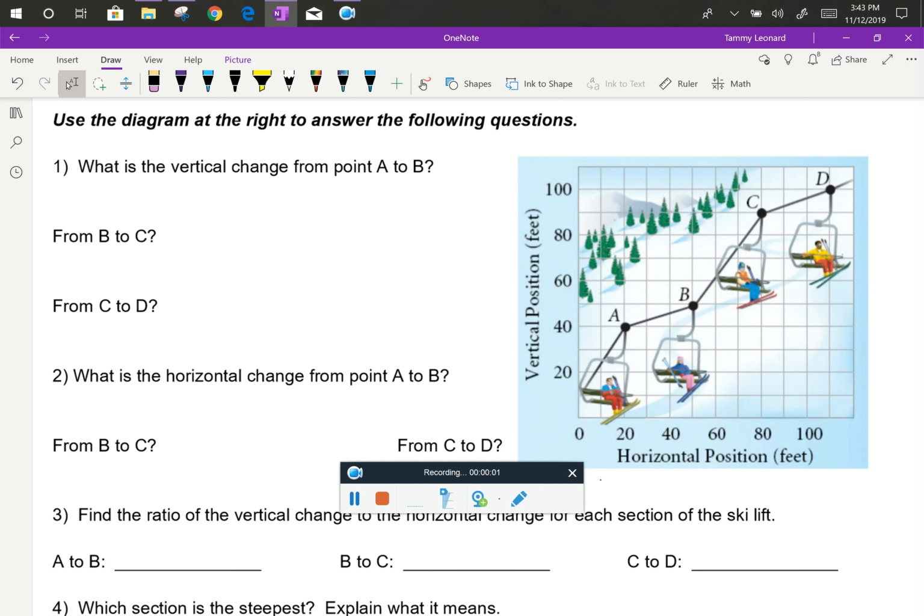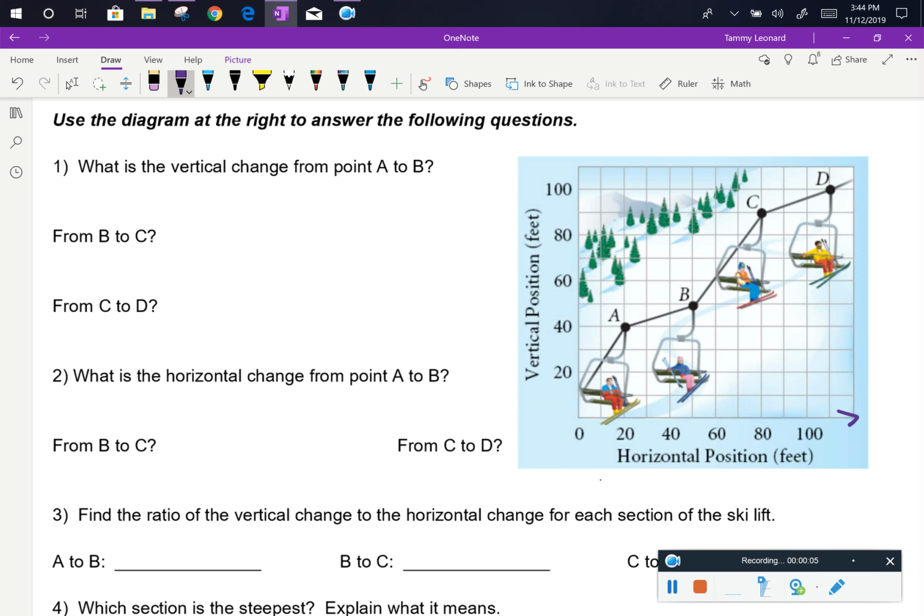In our what to do notes, we start with the ski lift problem. Notice off on the right, we have a diagram where the x-axis has the horizontal position and the y-axis has the vertical position. In other words, this ski lift is moving up the mountain, and as it travels a certain distance horizontally, we're looking at how much it travels vertically. So in part 1, we're asked what's the vertical change between different pairs of points.